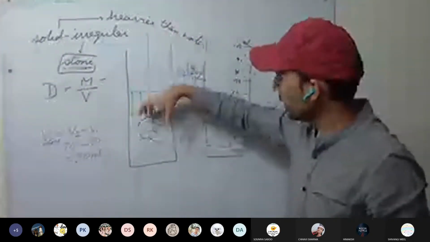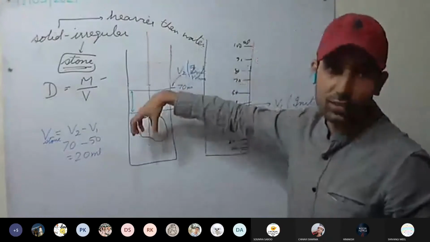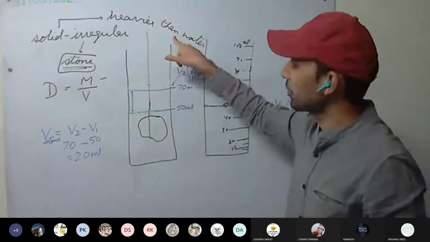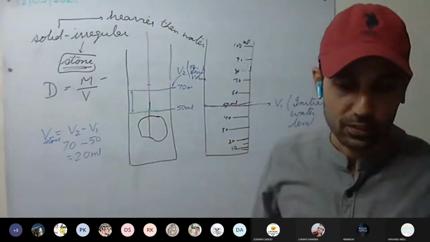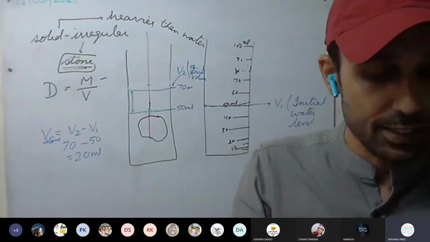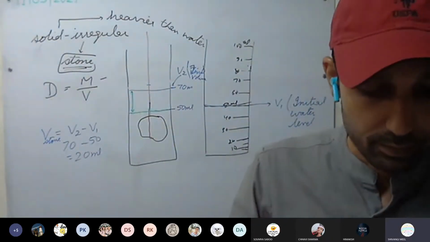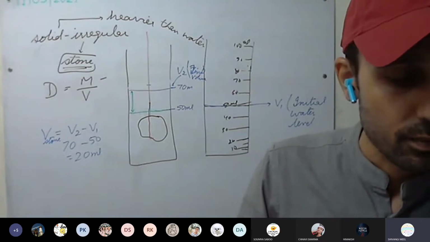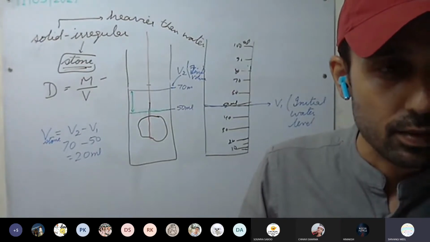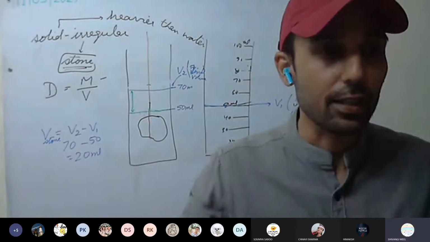Why heavier? Because it must be immersed completely inside the water. Okay, when it is not heavier, we'll have some other trick. Okay, this is clear? Excuse me, sir. Yes. Sir, in this activity, it is told that the stone should not touch the walls or the base. Why is it so?